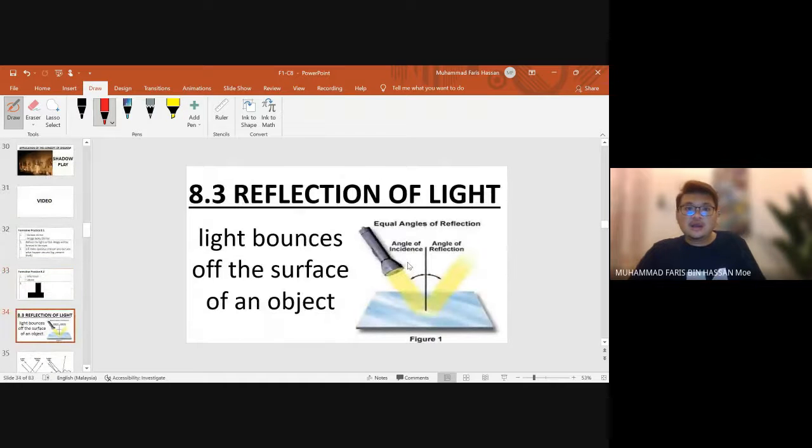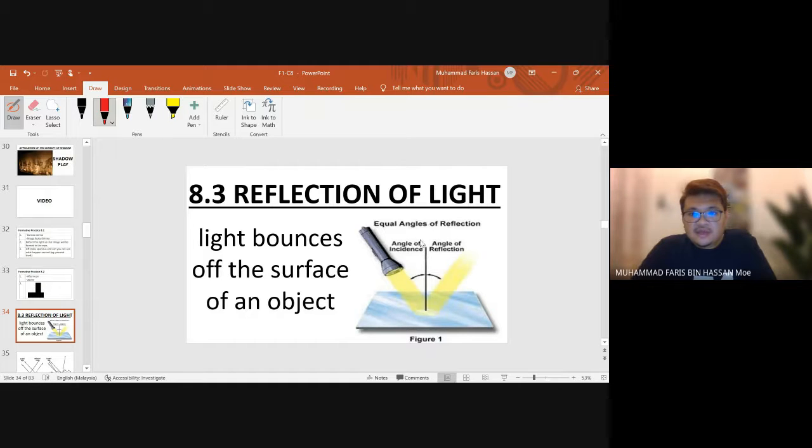Okay, now we continue to the next subtopic, subtopic 8.3. You can refer to your textbook, page 230. This subtopic is entitled Reflection of Light, or in bahasa apa? Reflection, pantulan cahaya.